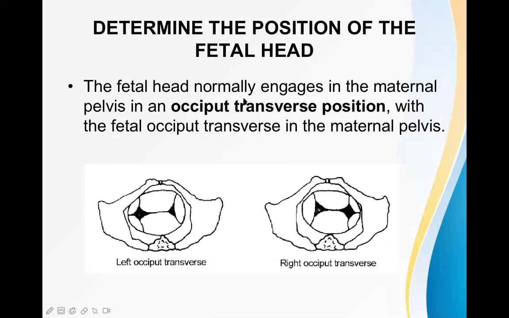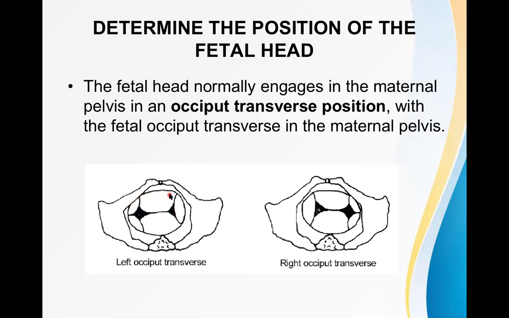The fetal head normally engages in the maternal pelvis in an occiput transverse position, with the fetal occiput transverse in the maternal pelvis. Now that is very easily explained by this picture. See here, this is the maternal pelvis. Okay, this is the bony pelvis. Now here is the fetal skull. You can clearly see this is the fetal skull. The bigger gap is the anterior fontanelle. The smaller gap is the posterior fontanelle.